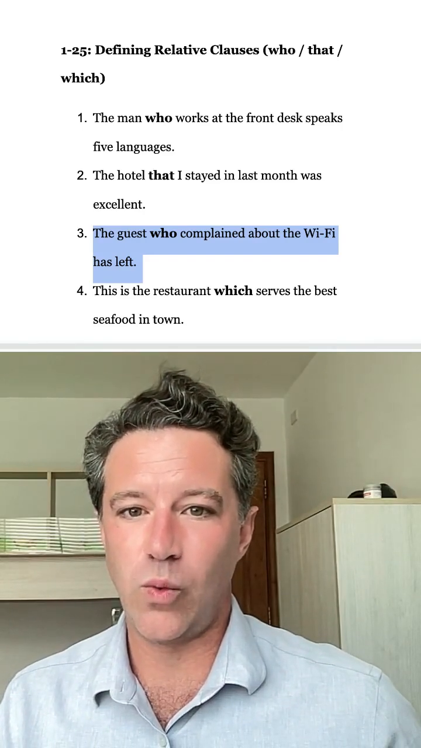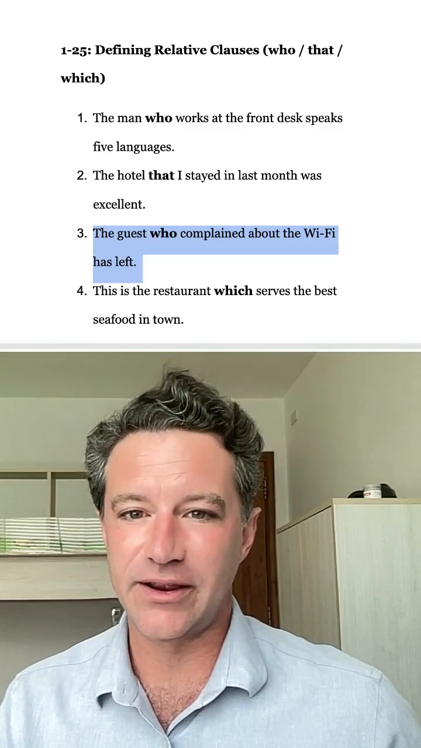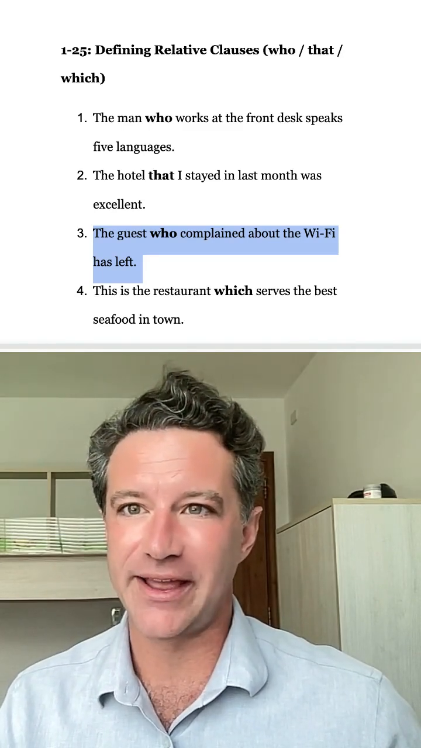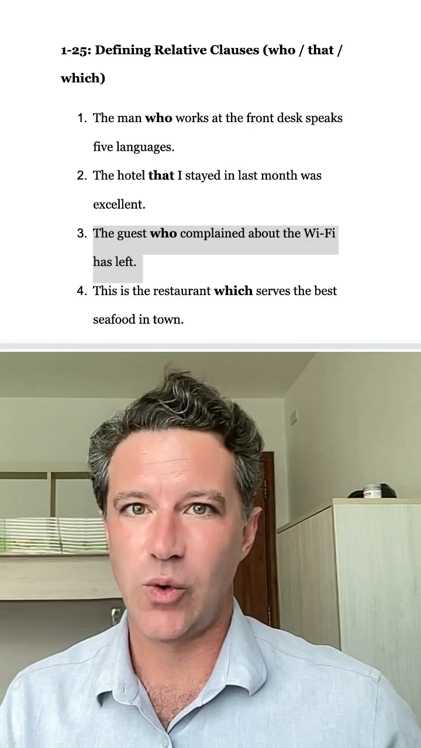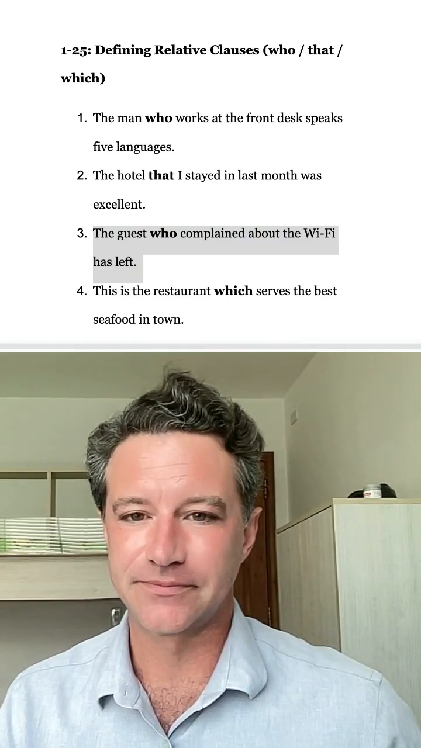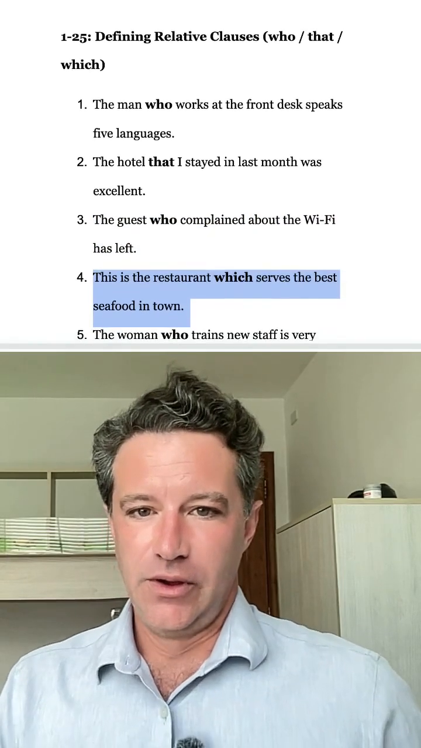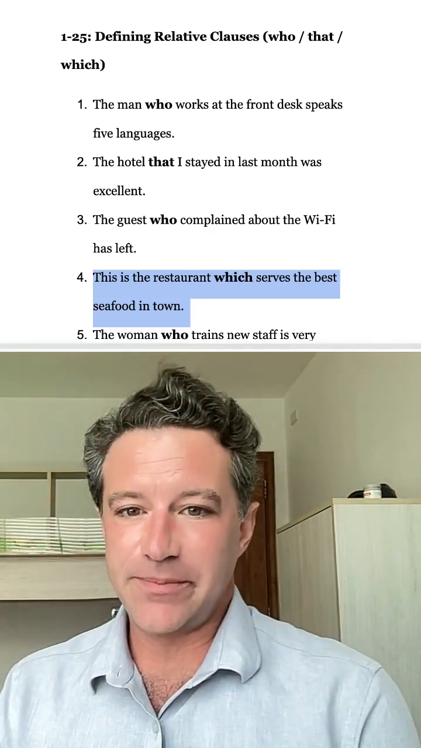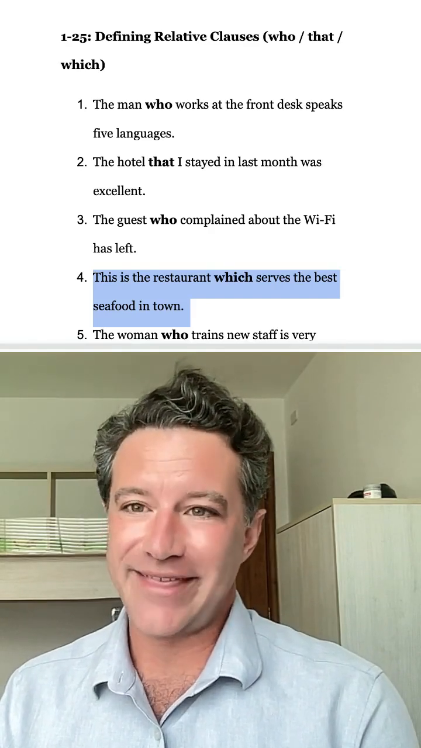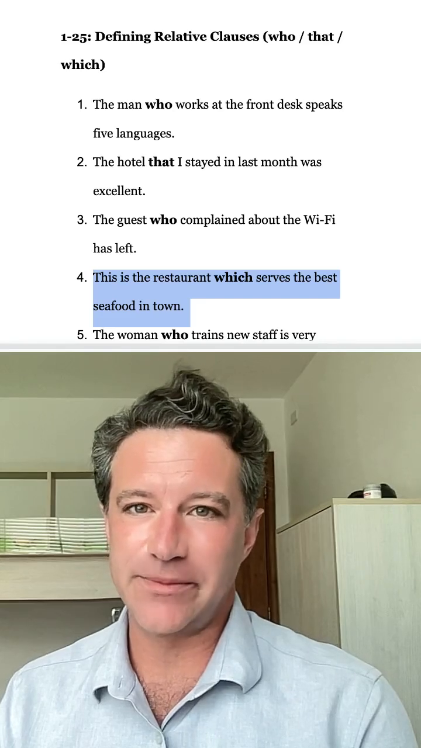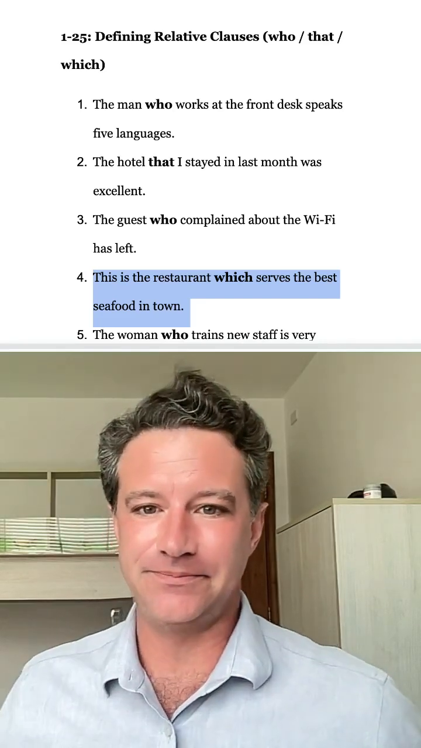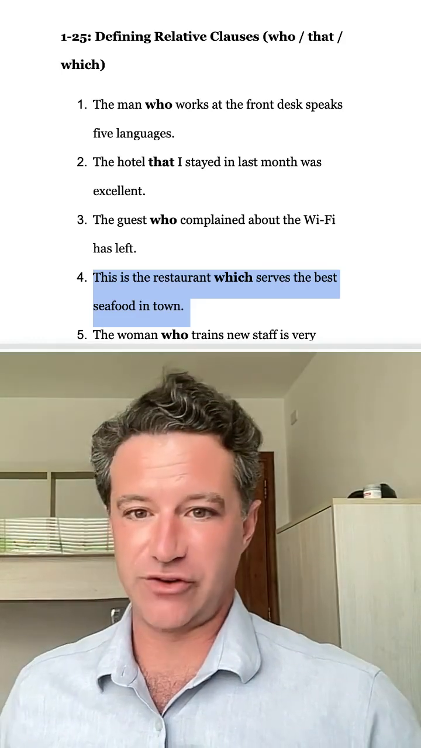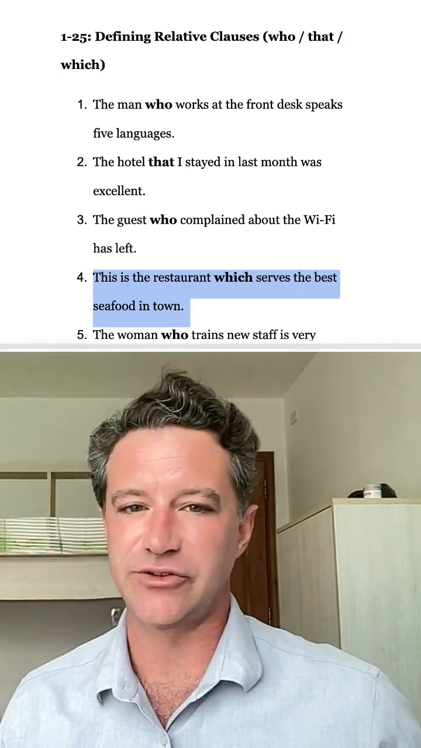Now, who complained about the Wi-Fi? Or no, who has left? The guest who complained about the Wi-Fi has left, right? The word who tells us which person. Which restaurant is this? This is the restaurant which serves the best seafood in town, right? You could also say that. This is the restaurant that serves the best seafood in town. So which restaurant are we talking about? We're talking about the one that serves the best seafood. The one which serves the best seafood.